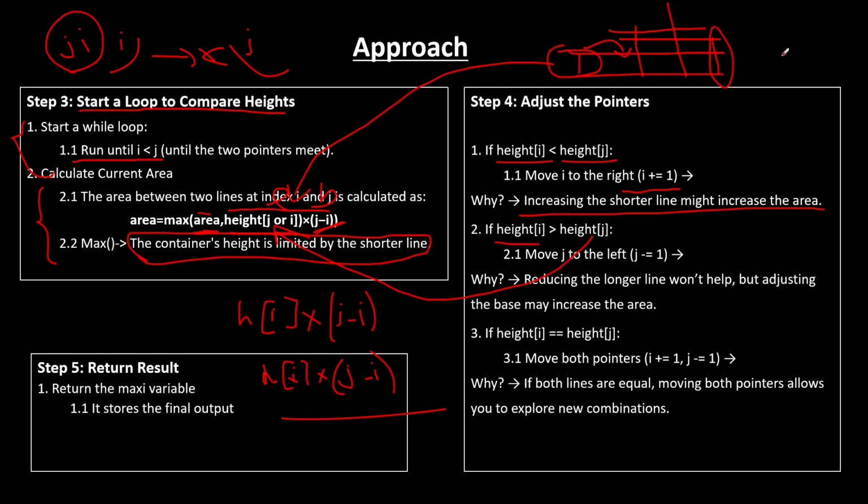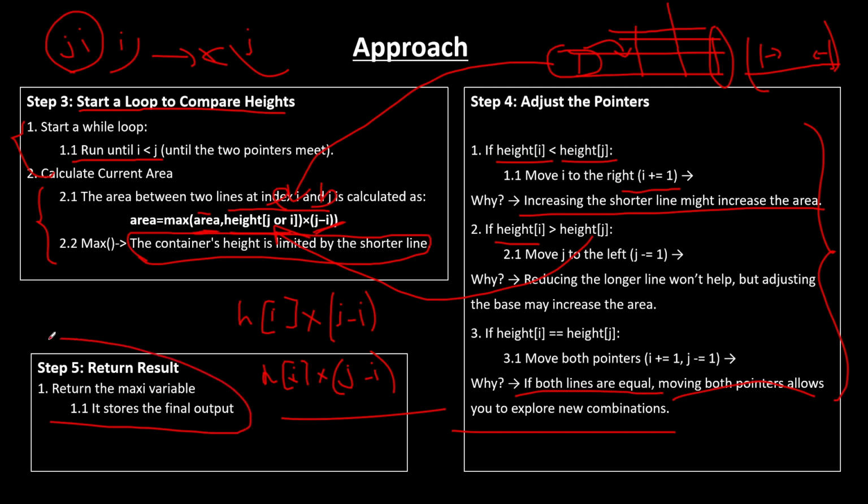Now there could be a condition in which both heights are the same. What we do? Taking either of the poles solves our problem, and we have to move both towards each other, since both are the same height and one of them has been used. If both lines are equal, moving both pointers allows us to explore new combinations. So this is step 4 of the conditions. I hope you understood these conditions and the formula. After step 3 and step 4, we will return the maxi variable which stores the final output.